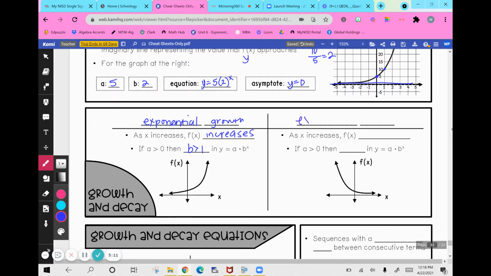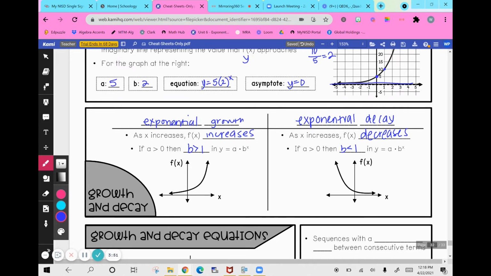So this one has to be exponential decay. As x increases, f of x or y decreases. And so again, this is talking about if a is greater than 0, so if it's not negative, it's positive and it's opening up the normal way. If it's reflecting, this could be a little bit different. Then b is less than 1. Remember, it's going to be that fraction form, or decimal. And that's going to go down. It's going to decrease from left to right.